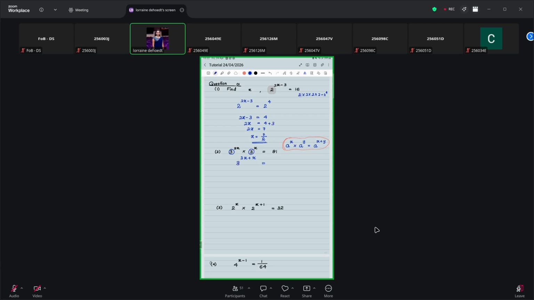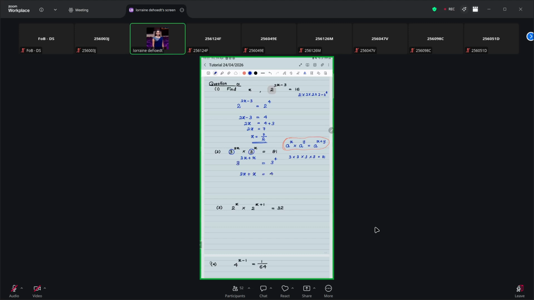3 to the power what equals 81? Yeah, 3 to the power 4. You know, 3 into 3 is 9, 9 into 3 is 27, then 27 into 3 equals 81. So we can rewrite 81 as 3 to the power 4. Now you can see the bases are equal. That means the indices are equal. Then it equals 4.